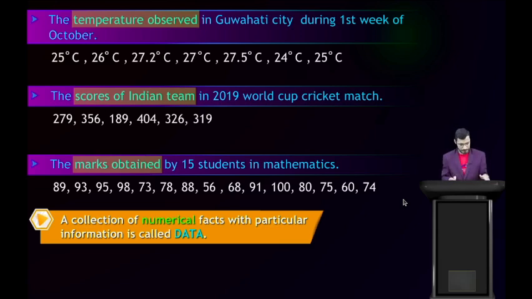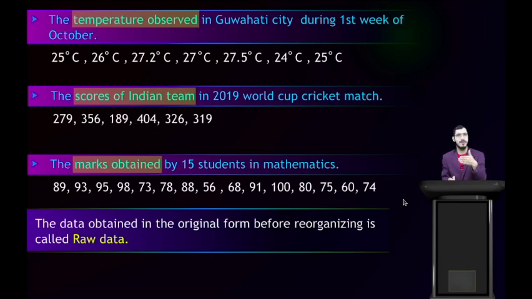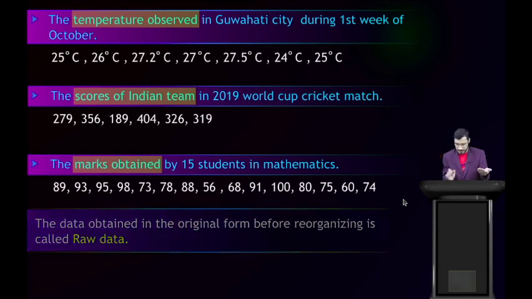The data obtained in the original form before reorganizing is called raw data. You can see all are raw data. Raw data means the data obtained in the original form before reorganizing.